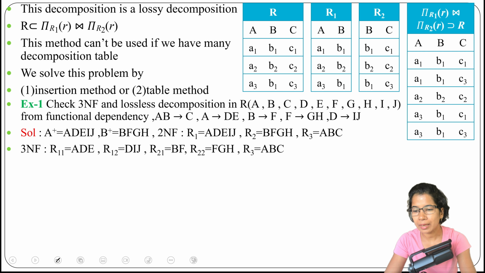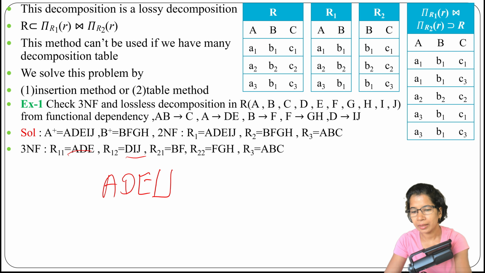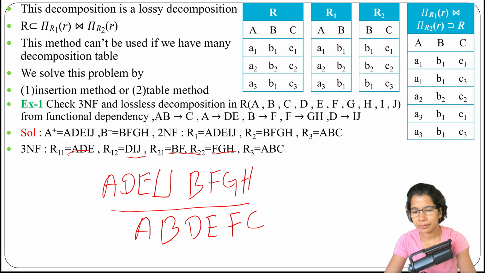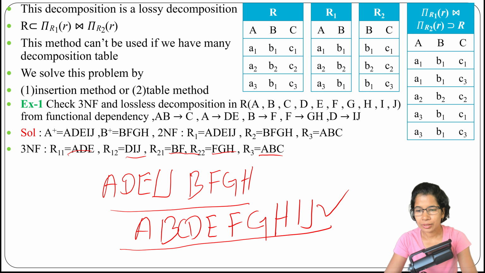Now we'll check whether this 3NF decomposition is lossless or lossy. First we'll check the insertion method. ADE, DIJ, it will be A, D, E, I, J, then B, F, F, G, H. Now merge these two, so it will be A, B, D, E, F, G, H, I, J. Then merge A, B, C, so we'll add C here: A, B, C, D, E, F, G, H, I, J. Yes, this is lossless. We got all the attributes. This is the insertion method. We are just merging two tables and finally merging all.